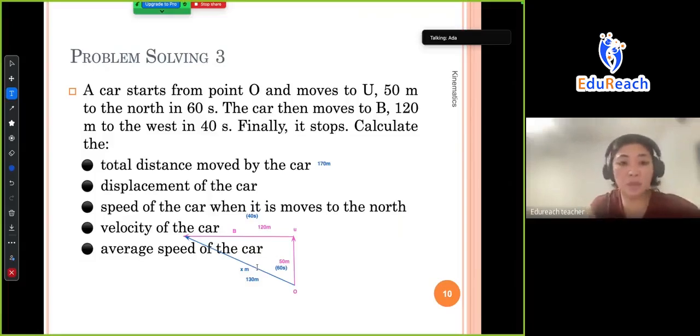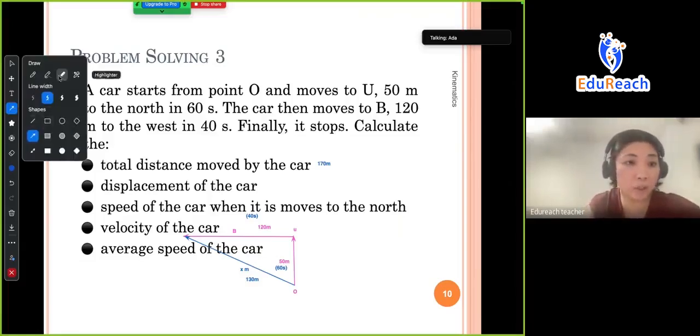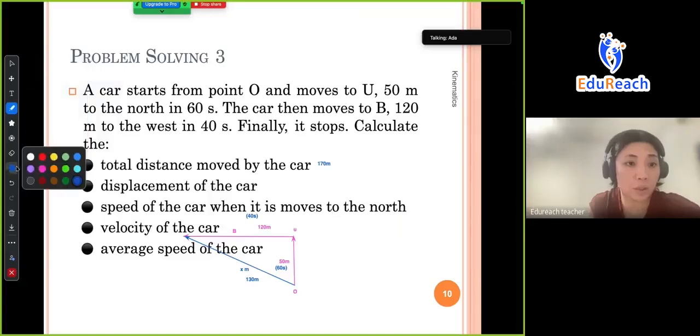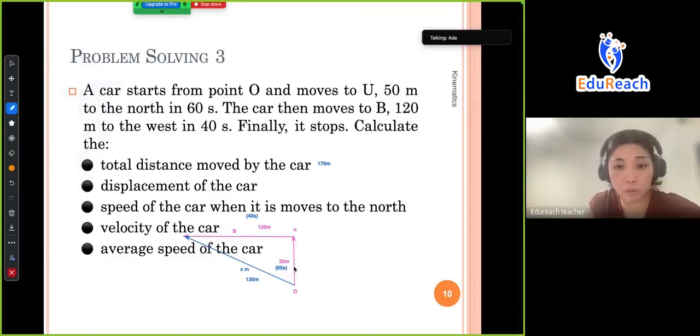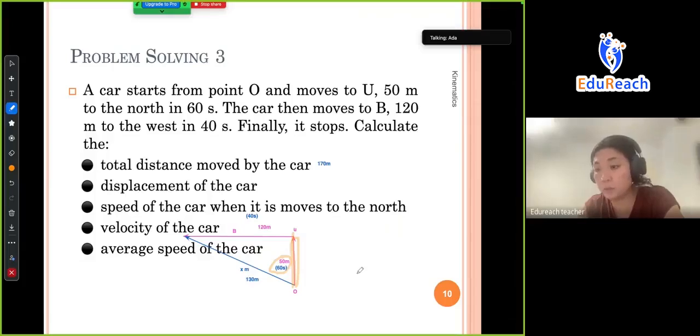Next one, speed of the car when it moves to the north. What part of the journey are we interested in? We are interested in this part over here, moving north from O to U, the part that I'm coloring in orange. Well, this one is simple. They gave us all the information that we need. It is 50 meters in 60 seconds. So the speed during this segment is 50 meters divided by 60. Could you calculate this for me?